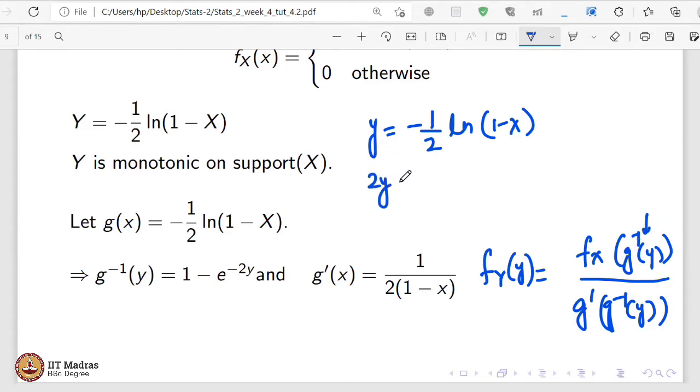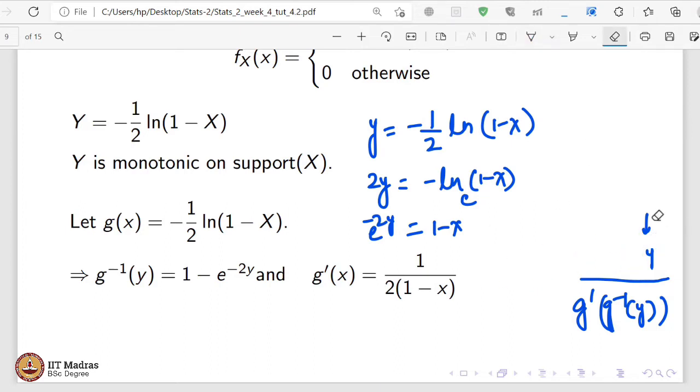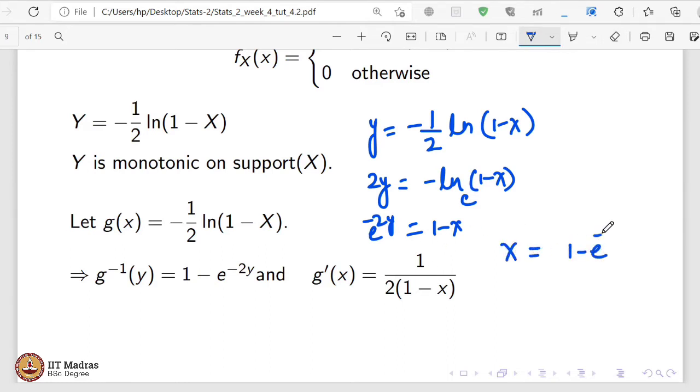So how can we do it? y equals minus 1 upon 2 ln of 1 minus x, right? So we can directly write e to the power minus 2y, so that minus 1 will go here, equals 1 minus x, right? And here it will be x equals 1 minus e to the power minus 2y, right? So we have got the g inverse of y as 1 minus e to the power minus 2y, right? So we have got the g inverse of y here.